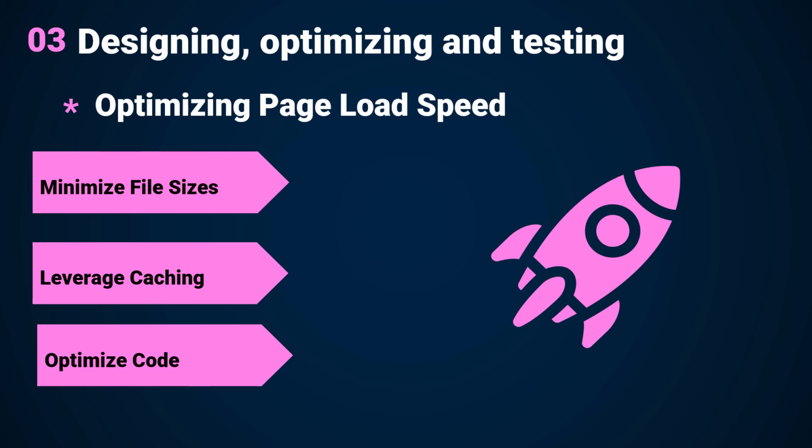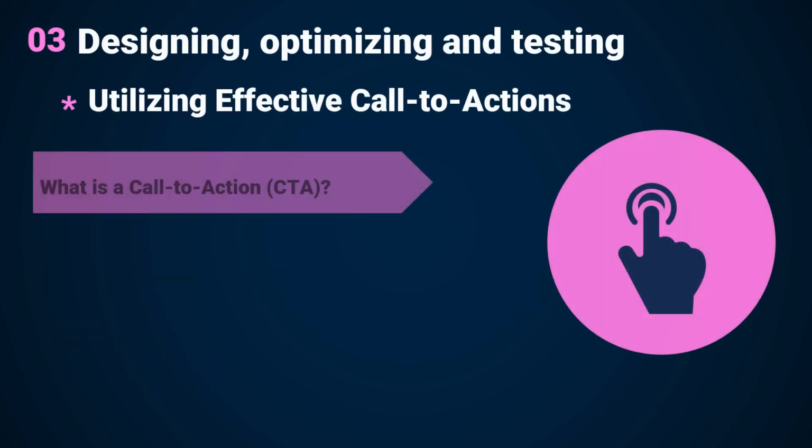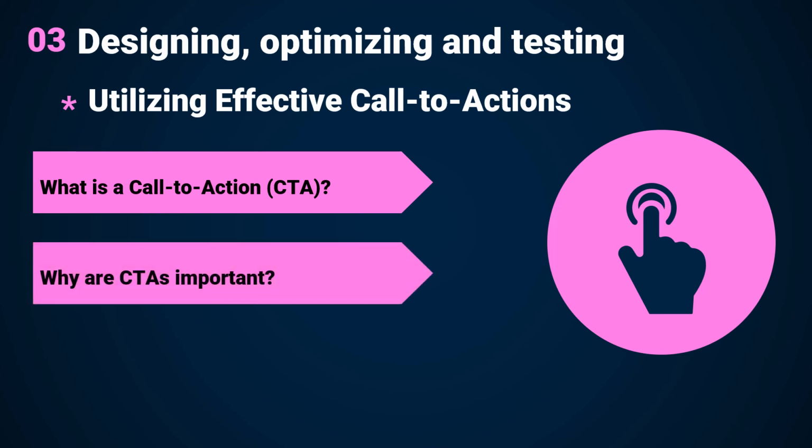A call to action is a prompt or instruction that encourages users to take a specific action on a website or application. It is typically presented as a button or link. CTAs are crucial in guiding users towards desired actions, such as making a purchase, signing up for a newsletter, or downloading an app. They help increase conversions and engagement on a website or application.